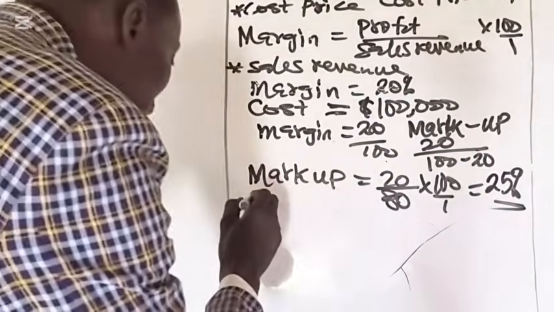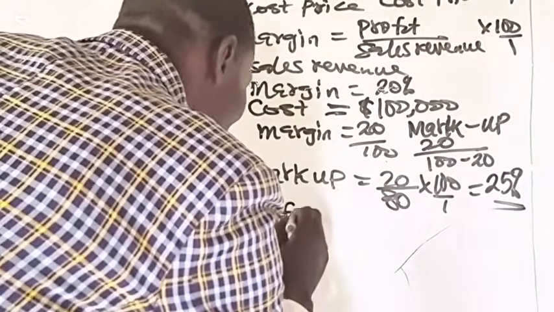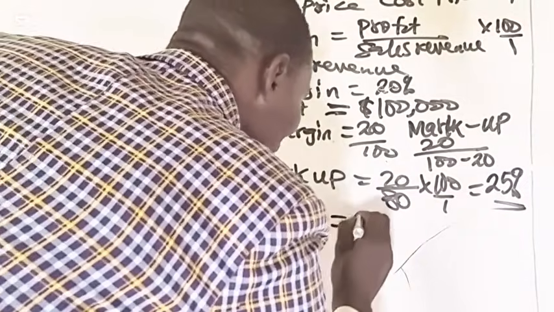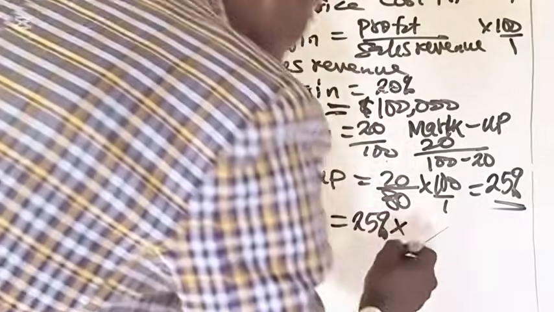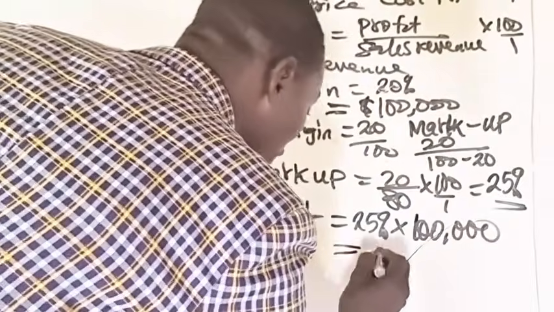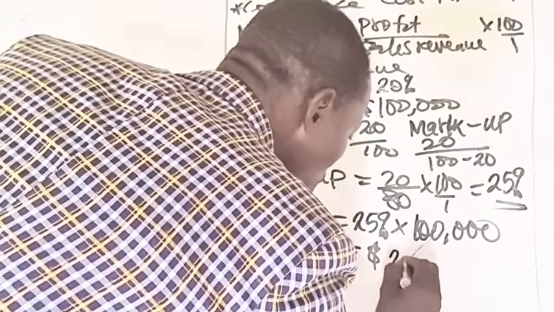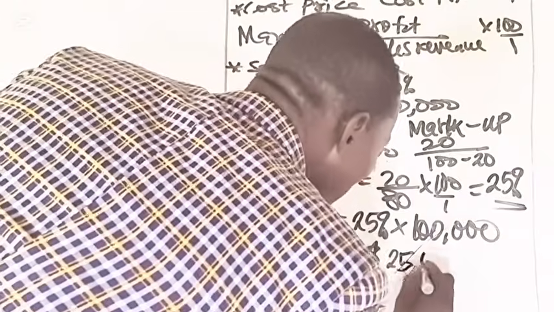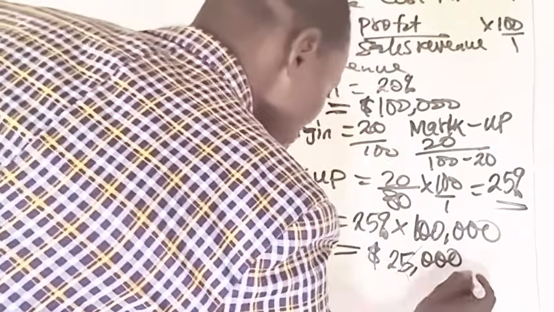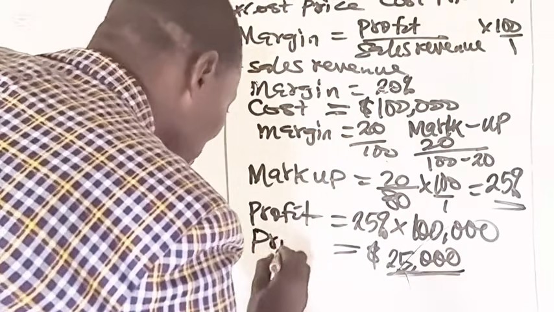And what is your profit? Profit will now be 25% of the cost price. And the cost is given to be $100,000. That means we have the profit of $25,000. So that is the profit.